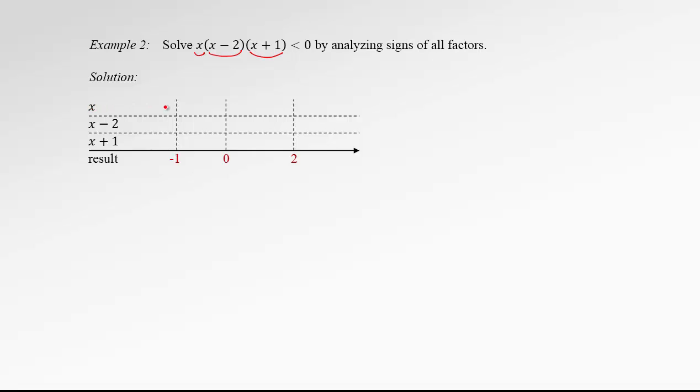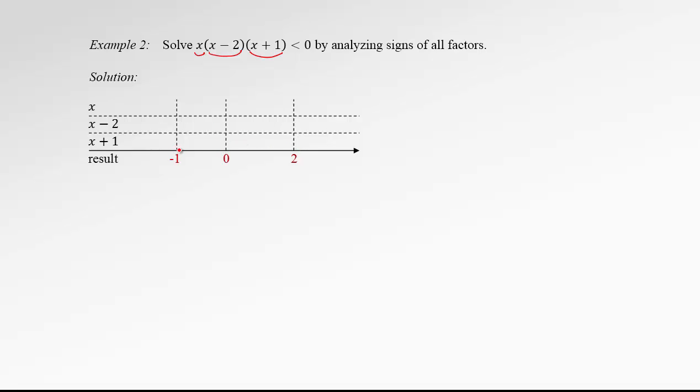Each factor will get its own row, then underline everything. This line will serve us as a number line, and then we are going to record the result of the product of these three factors. So this will be our table of signs. Now, on this number line, we are going to mark the important points.